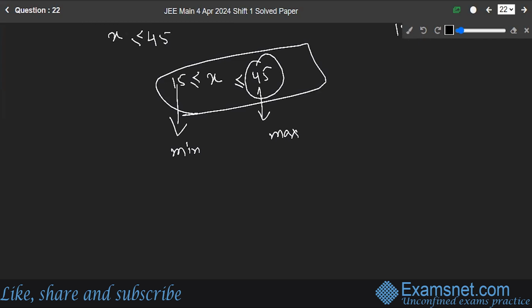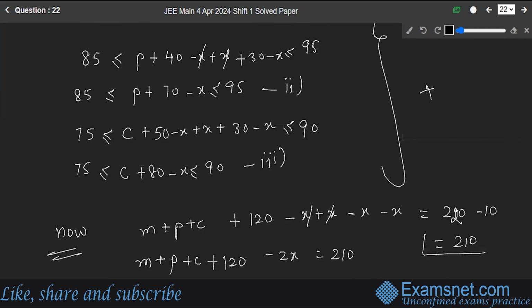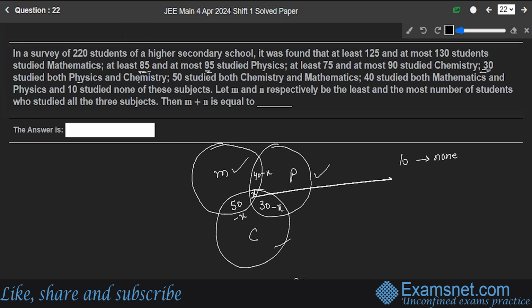And repeating, the minimum number of students who have taken all the three subjects, that is your X, is equal to 15. Here your X came out to be 15. This is the minimum value, and 45 is the maximum value. So according to the question, M is the least value. So M is equal to 15 and N is the maximum value. N is equal to 45.